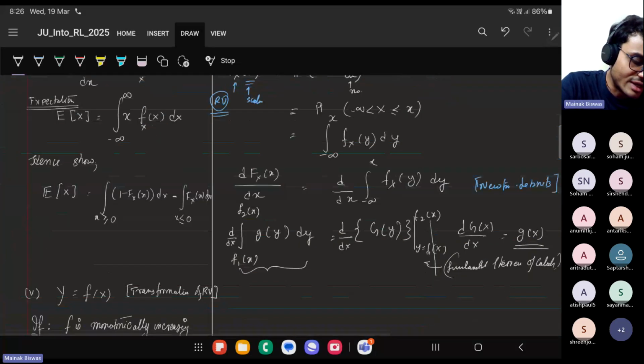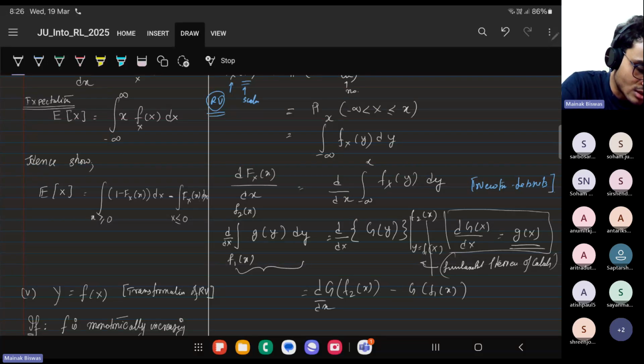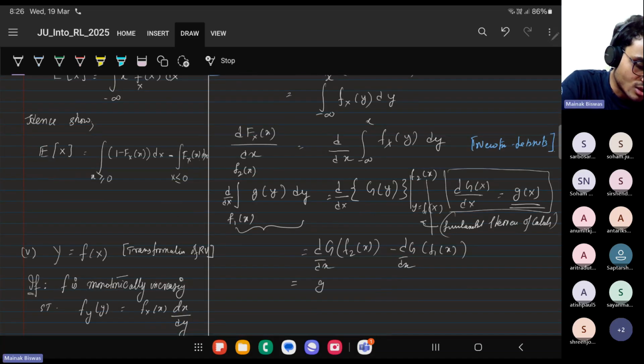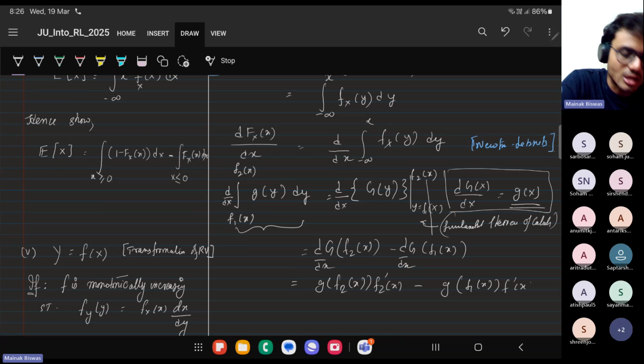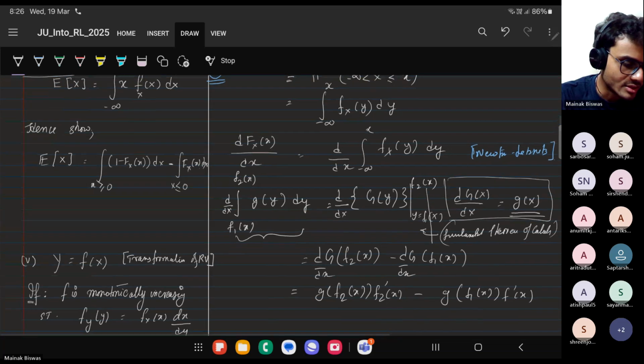So now if I take the derivative, I already have the definition of the derivative. So I can just put capital G of f2 of x minus capital G of f1 of x, and you take the derivative with respect to x. So what do I get by chain rule? I get small g of f2 of x times f2 dash of x minus small g of f1 of x times f1 dash of x. Yes or no? Yes.